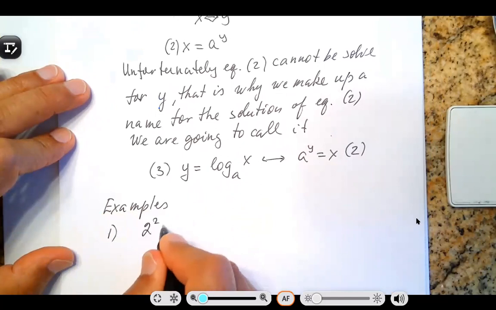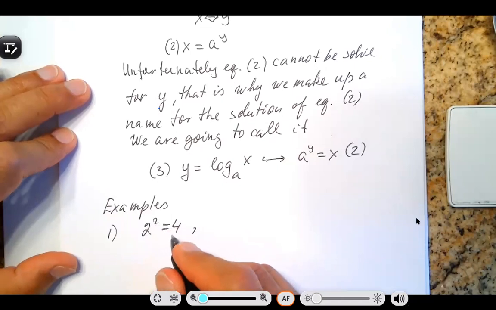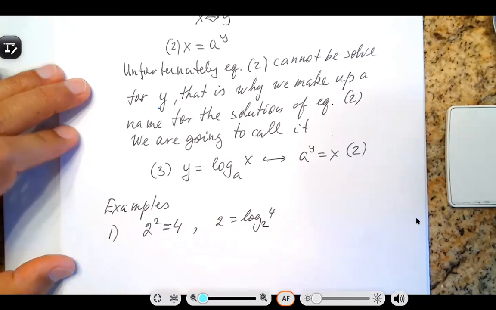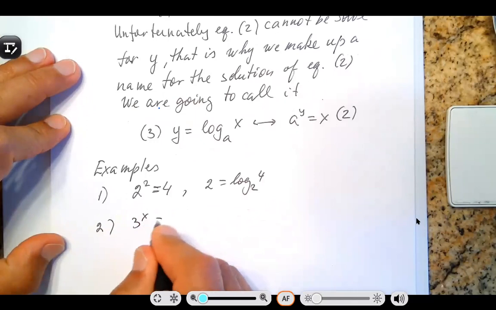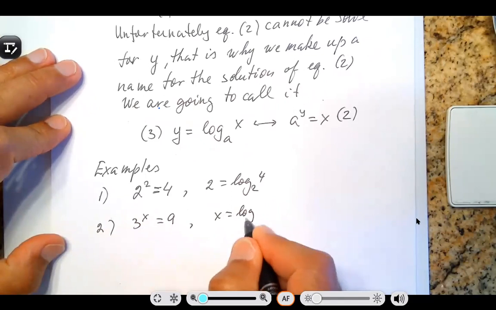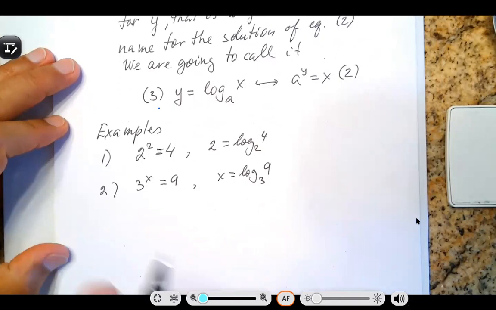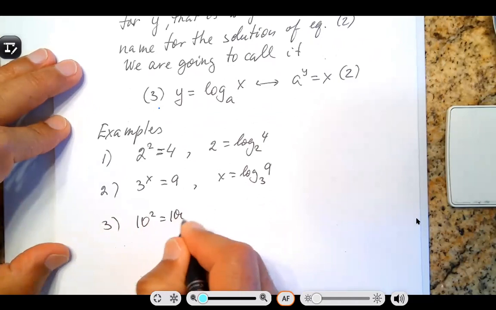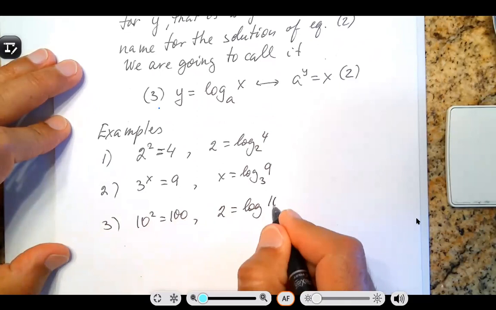2 to the second power equals 4. So that means 2 equals logarithm 4 base 2. 3 to the power of x equals 9, x equals logarithm 9 base 3. 10 to the second power equals 100. So 2 equals logarithm 100 base 10.